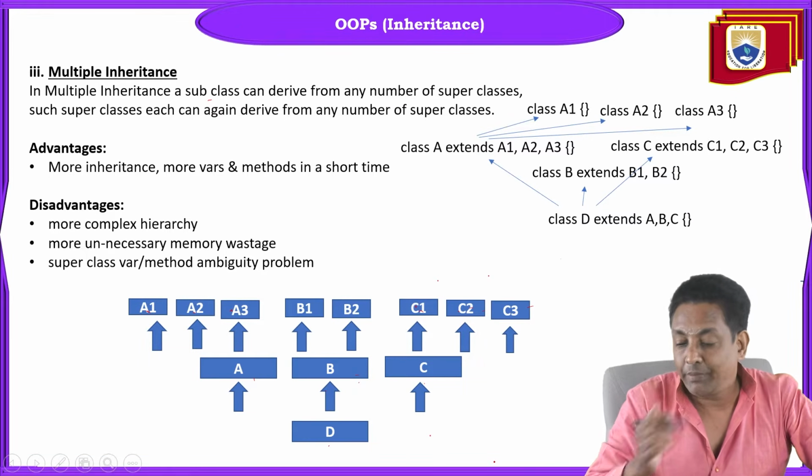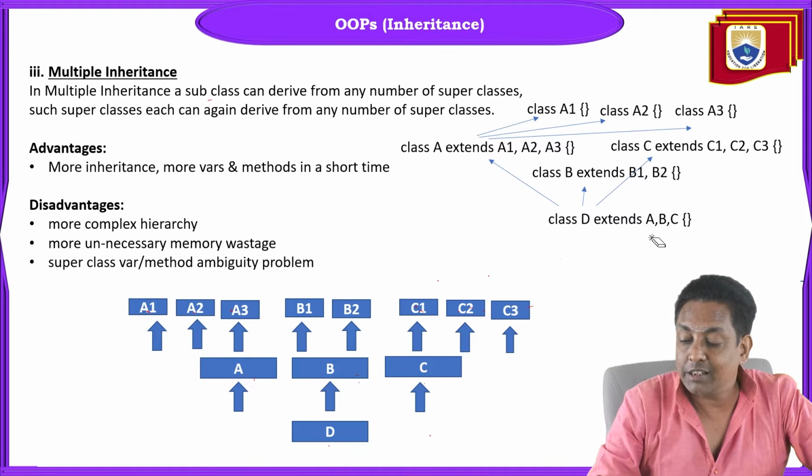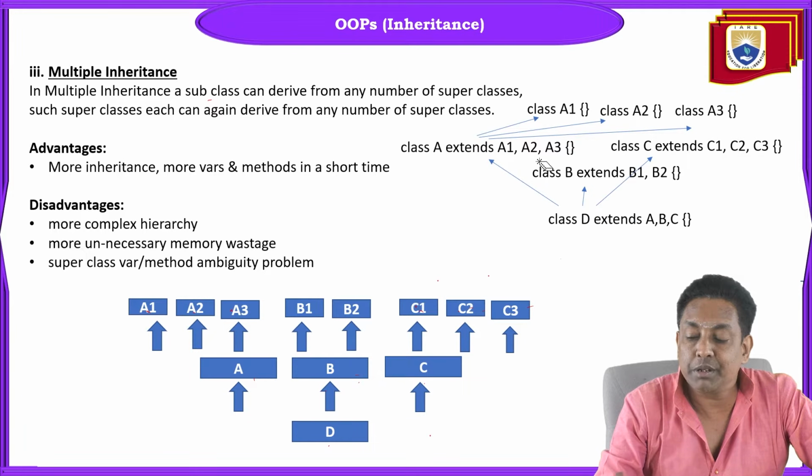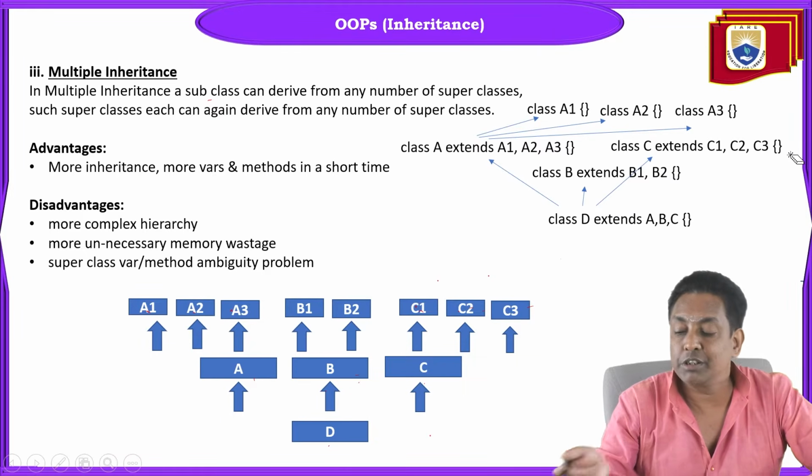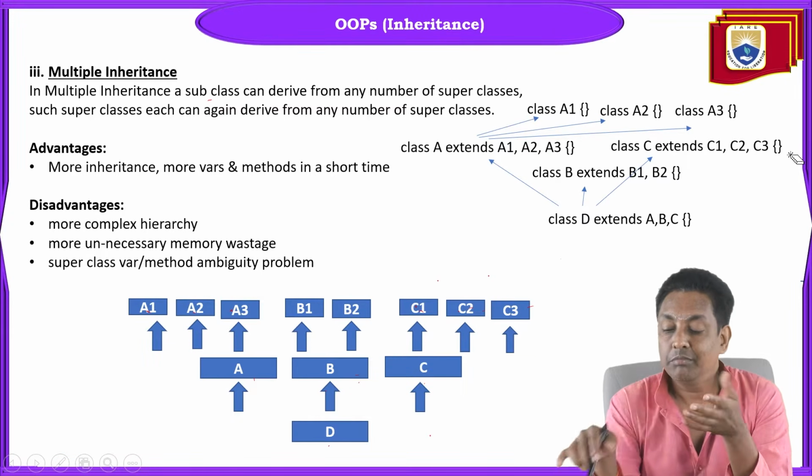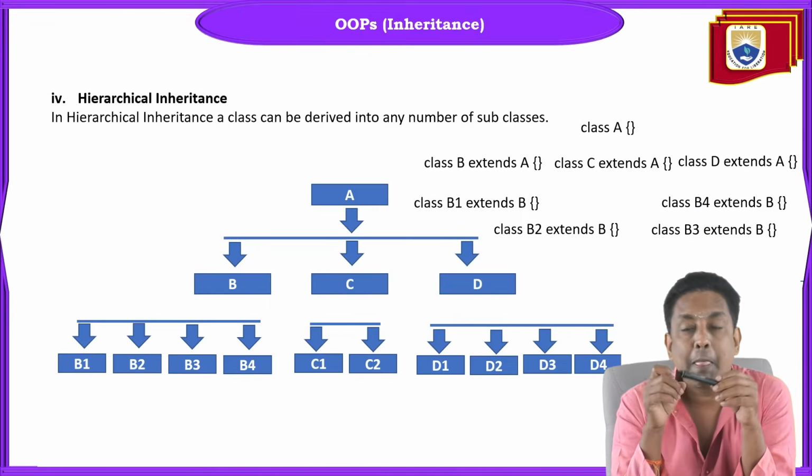If you look at the code, class D extends A, B, C. Java doesn't support this. Other languages may support it. And next, A extends from A1, A2, A3. B extends from B1, B2. C extends from C1, C2, C3. This is how we will write the code.